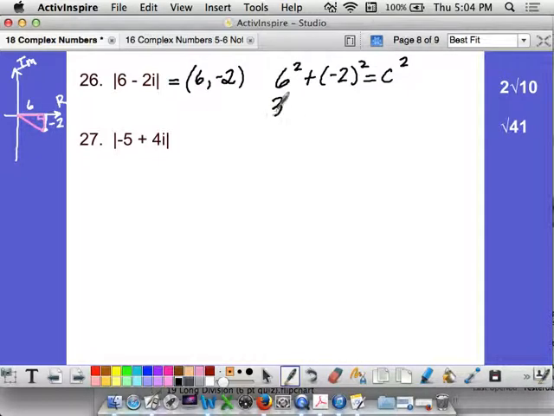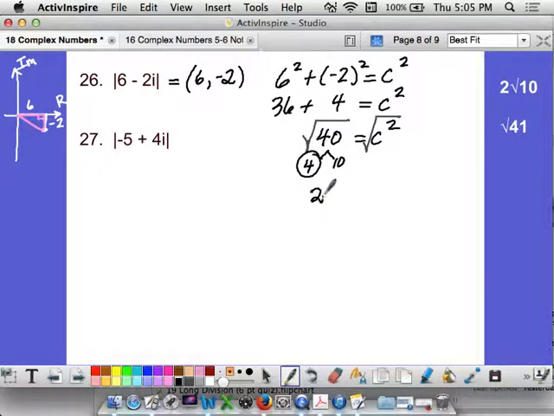So when I solve this, I have 36 plus 4 is equal to c squared. 36 plus 4 is 40, equal to c squared. To undo a squared, you take the square root of both sides. This breaks down into 4 times 10, which is 2 square roots of 10, equal to c. Absolute value is the distance, so it's only going to be the positive measure for c. So the absolute value of this ordered pair is 2 square roots of 10.